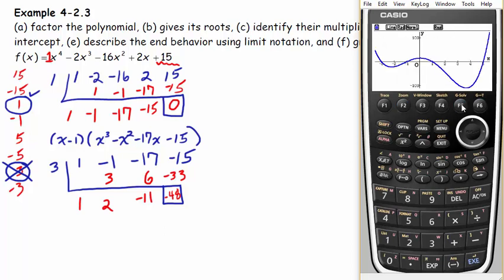Alright, now I can see what's going on here. It looks like there is a root at 1, 5, -1, and -3. Okay, now to verify that, we can use our G-Solve menu to find the roots. Shift, graph solve, root. Alright, and there is one at -3.